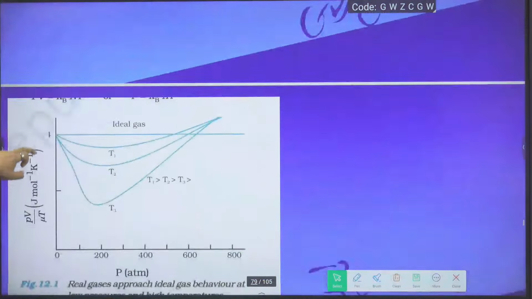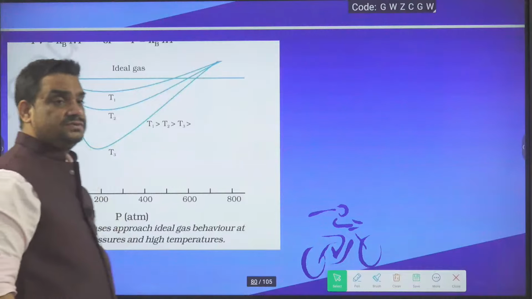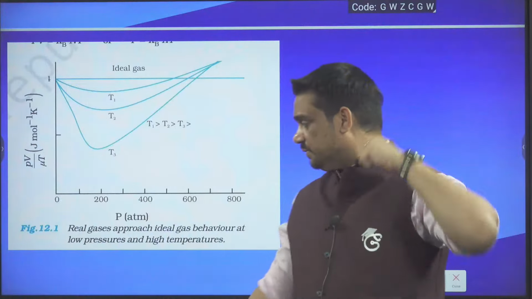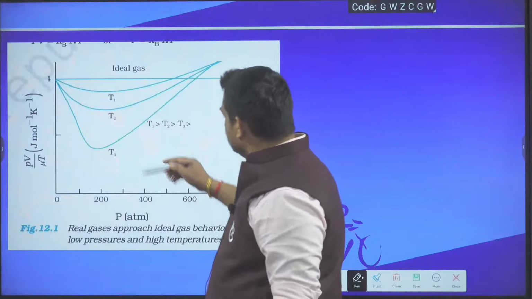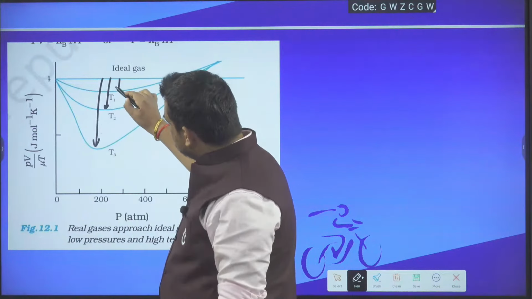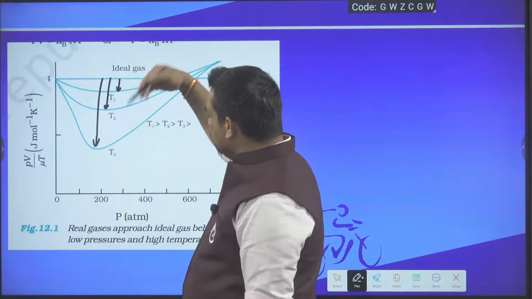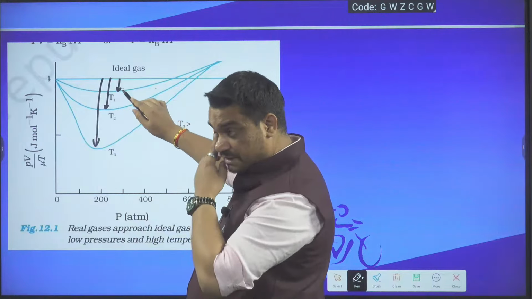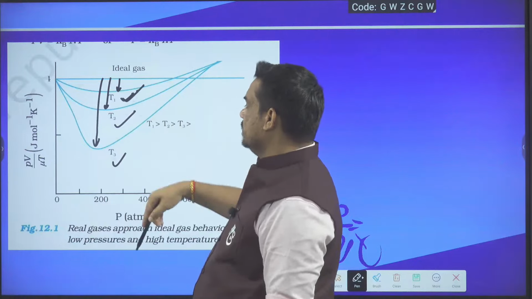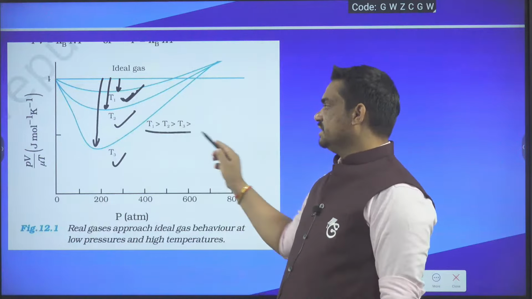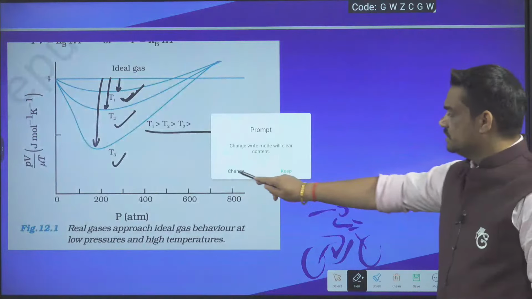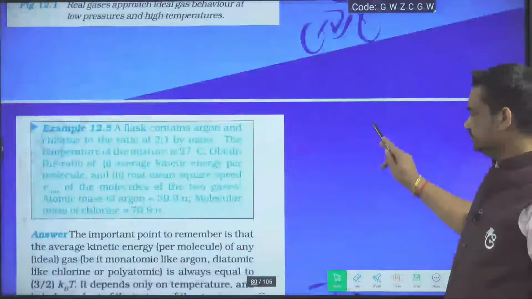Now we have here KTG. This is the graph. First of all, you remember at the high temperature, it will approach towards the ideal behavior. Here we can see this much deviation, here this much deviation, here this much deviation. As temperature will be more, it will be going towards the ideal behavior, means this temperature is less, this temperature is more, this temperature even more. So here order, if they are asking, then we can say T1 is greater than T2, then greater than T3. At the high temperature, it will approach towards the ideal behavior.